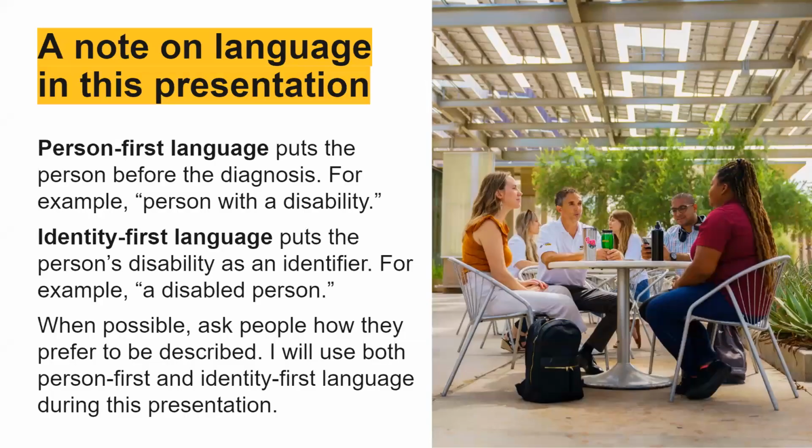So for an overview, I did want to make a note on the language in this presentation. Person first language puts the person before the diagnosis, for example, a person with a disability, whereas identity first language puts the person's disability as an identifier, for example, a disabled person. And so people have different preferences in terms of how they like to be described. Whenever possible, it's great to ask. I'll be using both throughout this presentation. So I just wanted to mention that the disability community recognizes both as good ways, just depending on people's preferences of being described.